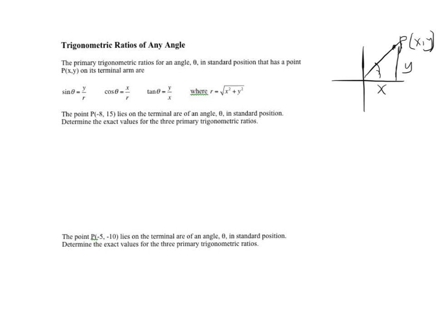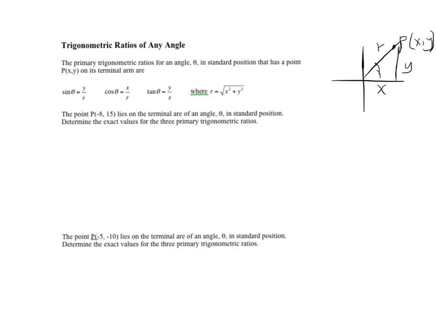So what I was saying is it tells you here what r is. It's the square root of x squared plus y squared. Does this look familiar to any of you? That's the Pythagorean theorem. So, which means r is the hypotenuse right here.